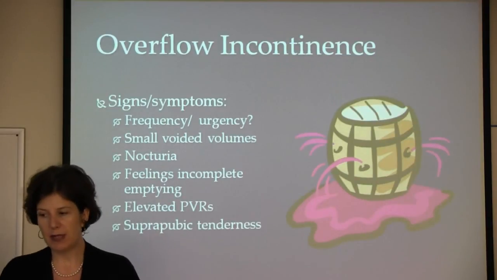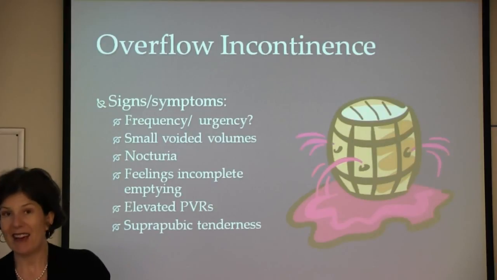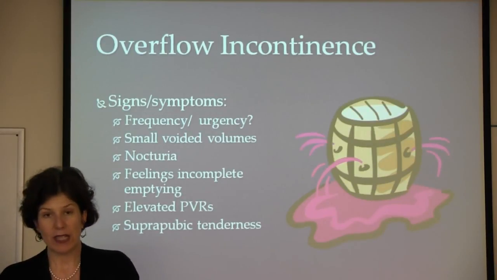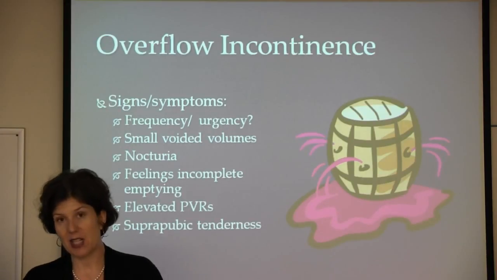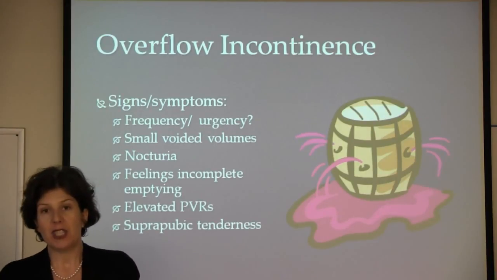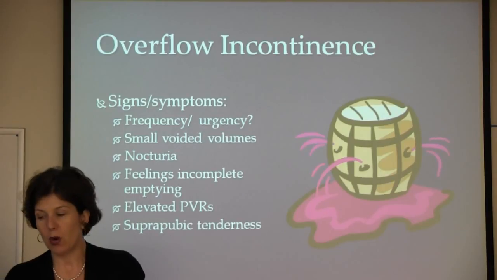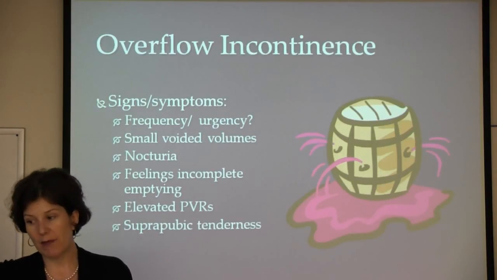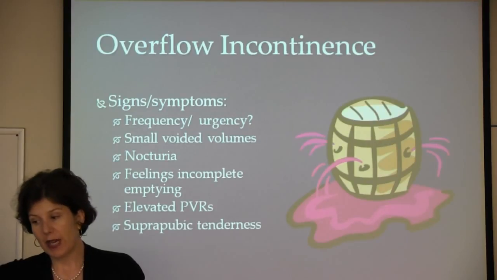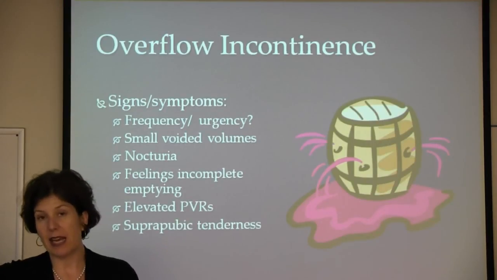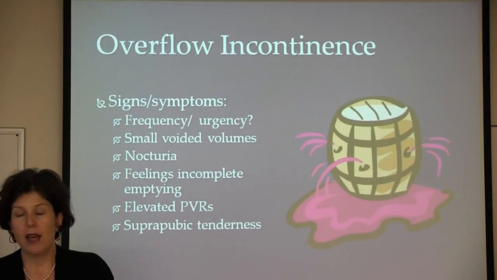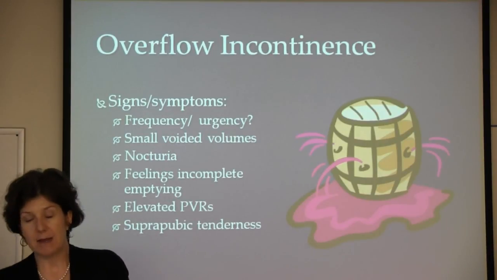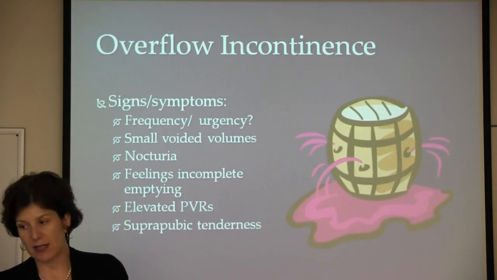The symptoms are frequency and urgency. If they have a neurological deficit or a spinal cord injury, they may not have any of that sensation, but actually have just frequent bedwetting or underwear wetting. They usually have small voided volumes, increased nocturia, and feelings of incomplete emptying if they have an intact spinal cord. All in all, they will have elevated post-void residuals, and sometimes they'll have suprapubic tenderness.